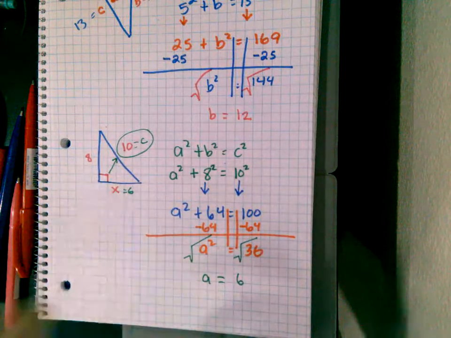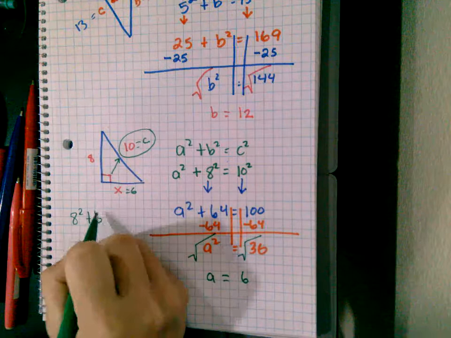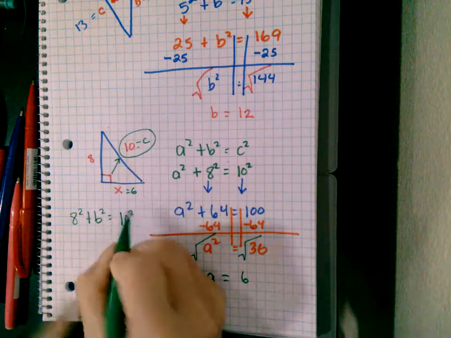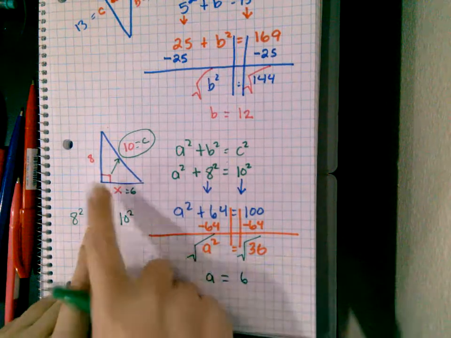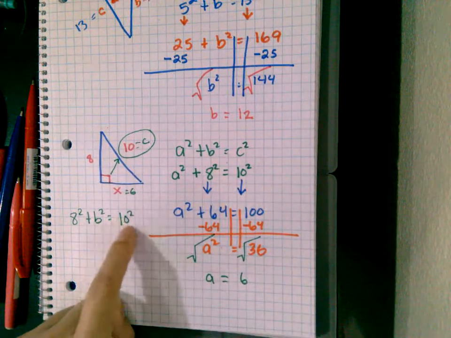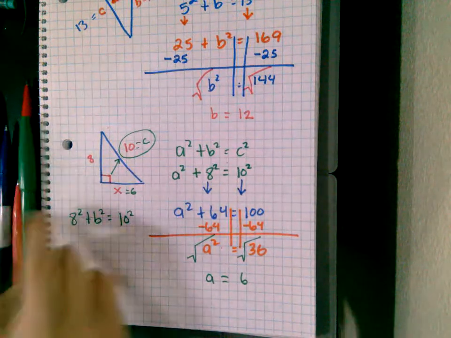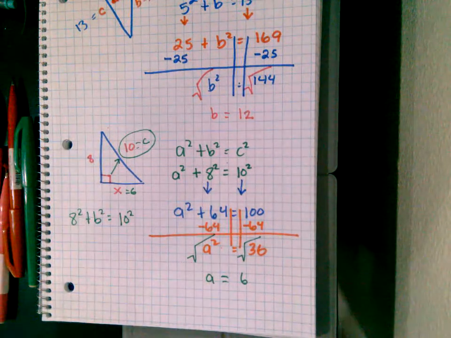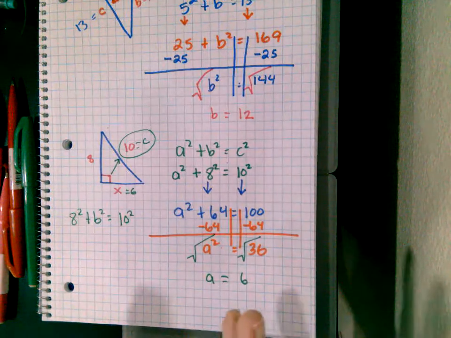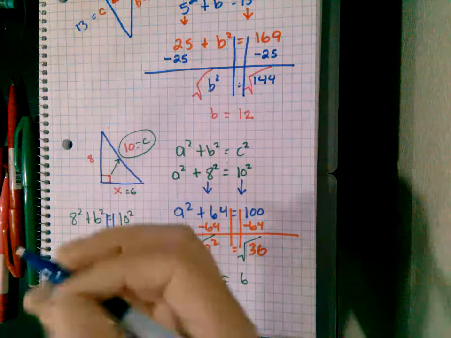This doesn't matter. I could have done this: 8 squared plus B squared is equal to 10 squared. So now I'm solving for B using the same numbers. Notice I put the 8 on this side, but the 10 has to be on that side. That's the most important one, your C. Either you're solving for C or I give you C. If I give you C, use it. Or like Thursday, you were solving for it, right?